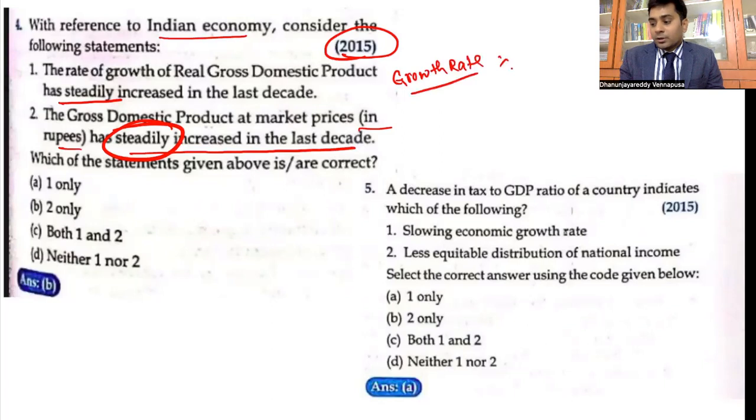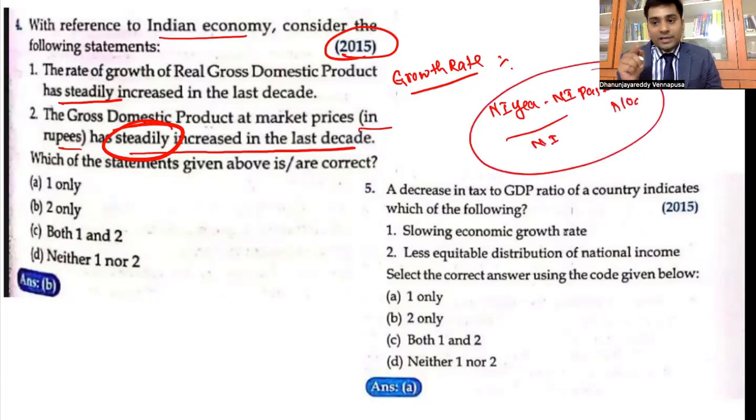The rate of growth, or growth rate, which means growth rate is taken in terms of percentages. What is growth rate? National income at the present year minus national income in the past year, that is the base year, divided by national income in the base year, into 100. This is called growth rate. So when growth is expressed in terms of percentages, it is called growth rate. GDP at market prices in absolute numbers, they are speaking in absolute numbers, has steadily increased.